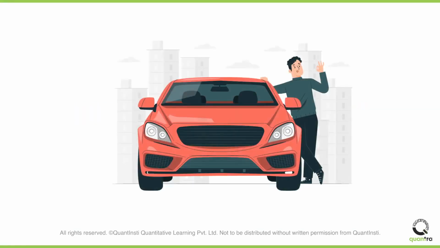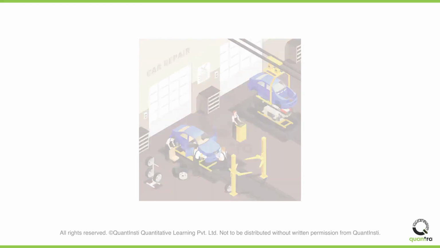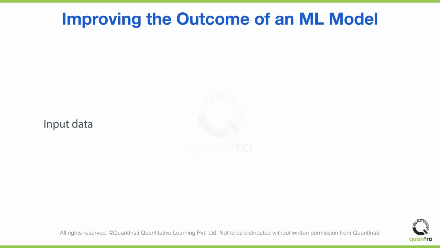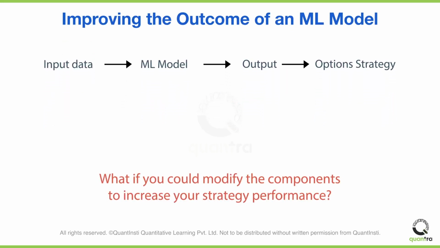Have you ever looked at your own vehicle and thought about changing a few parts to extract maximum performance from it? Maybe you could add new tires or an engine. In a similar manner, you can think of an ML model having the following components: input data, ML model, output, and the options trading strategy. What if you could modify the components to increase your strategy performance?